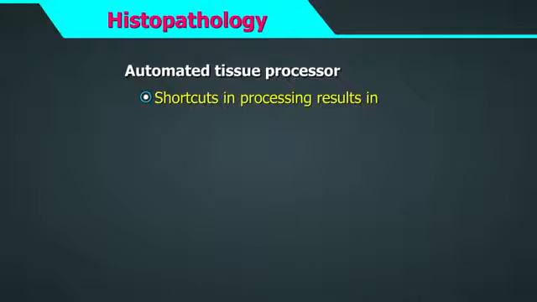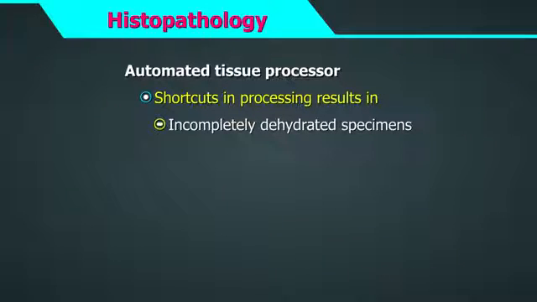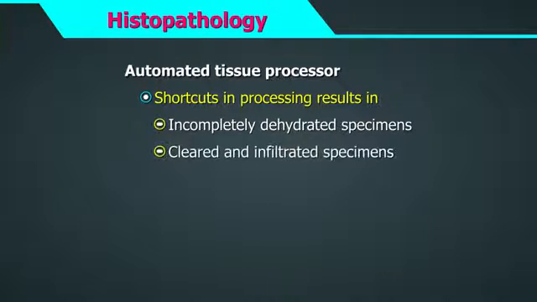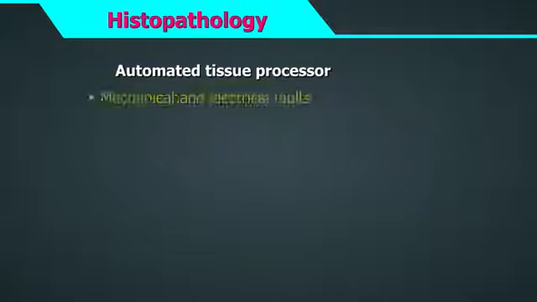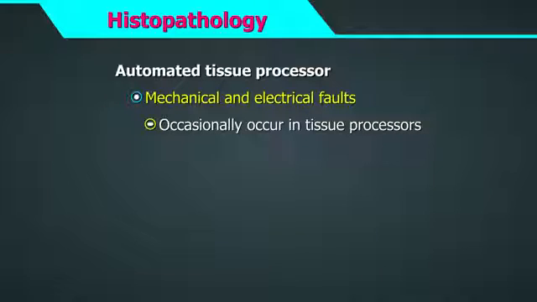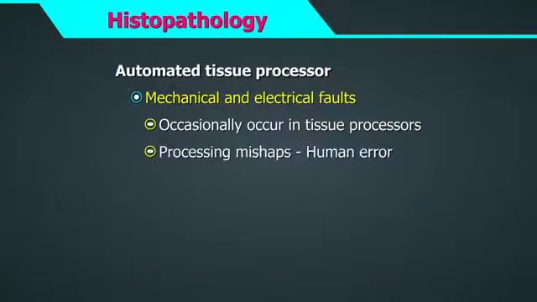The results can be poorly and incompletely dehydrated, cleared, and infiltrated specimens, which will cause further problems when sectioning, staining, and examining the tissues. Although mechanical or electrical faults occasionally occur in tissue processors, processing mishaps where tissues are actually compromised mainly occur because of human error.